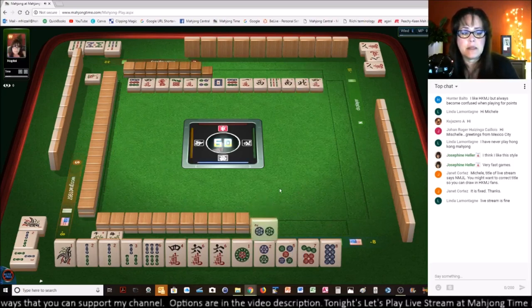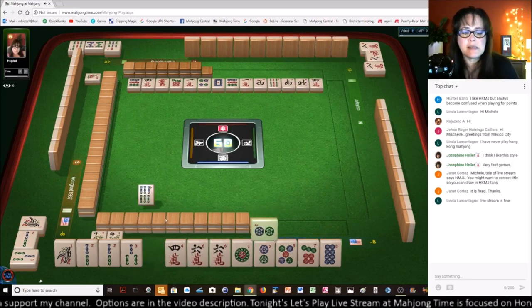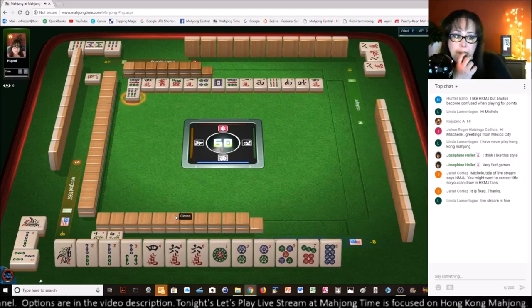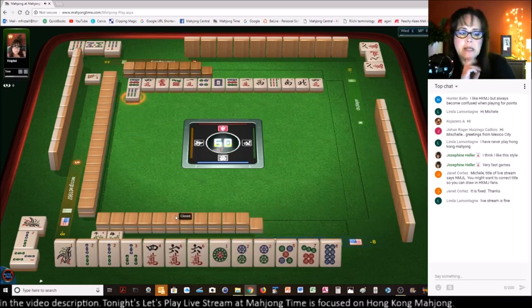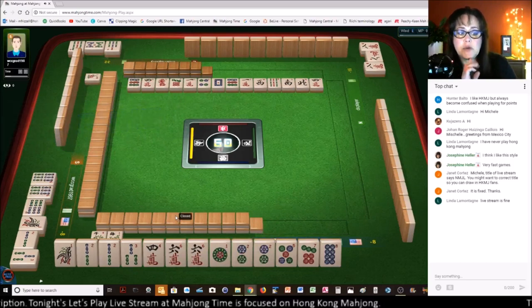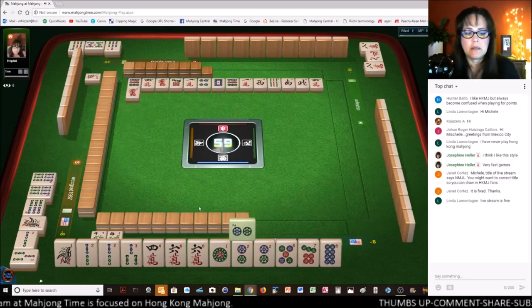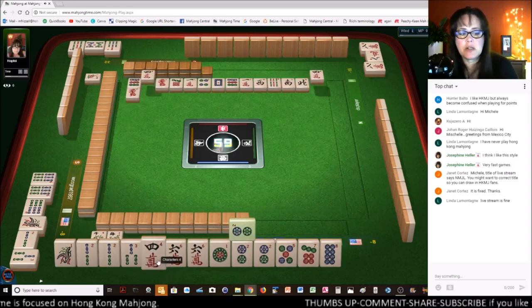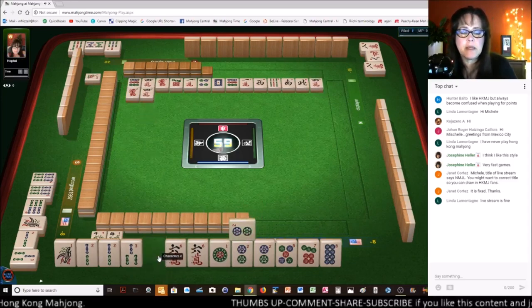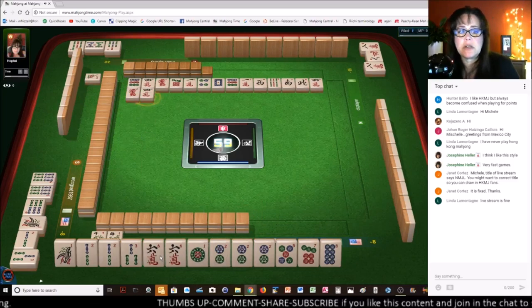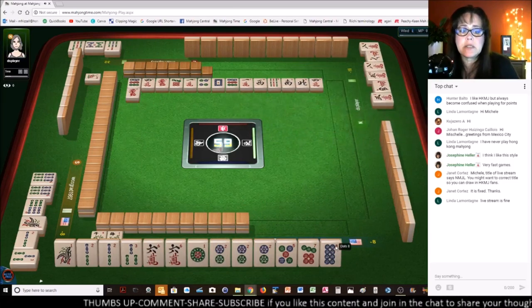4 characters. Okay, let's get rid of the 6. We have 3 pair now. 6 bamboos. 3 pair at the moment. Pung. If we get one more pair, we can switch to all pung. Red dragon. There's a pung. Let's switch to all pung. So I'm going to now start looking at tiles that are out and try to discard tiles that are out.